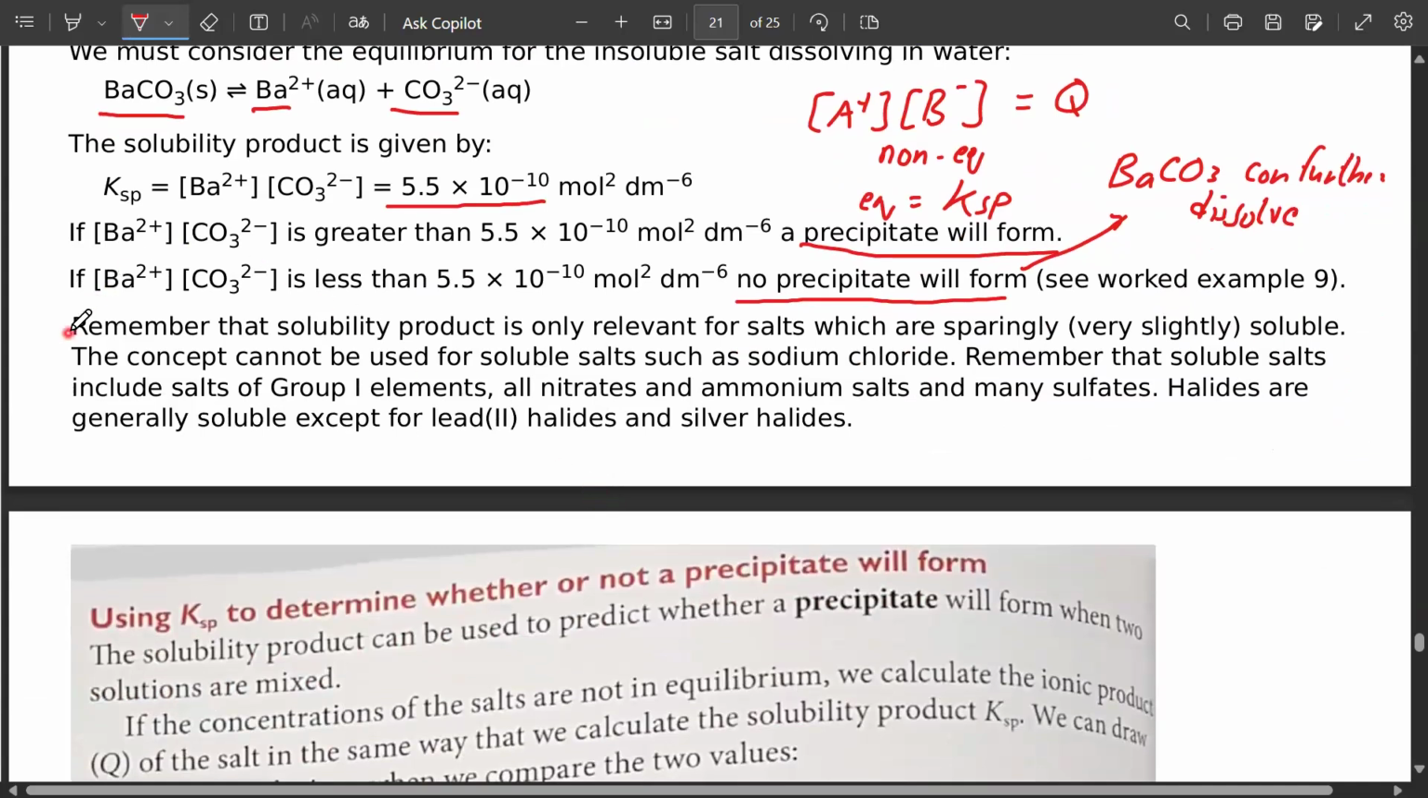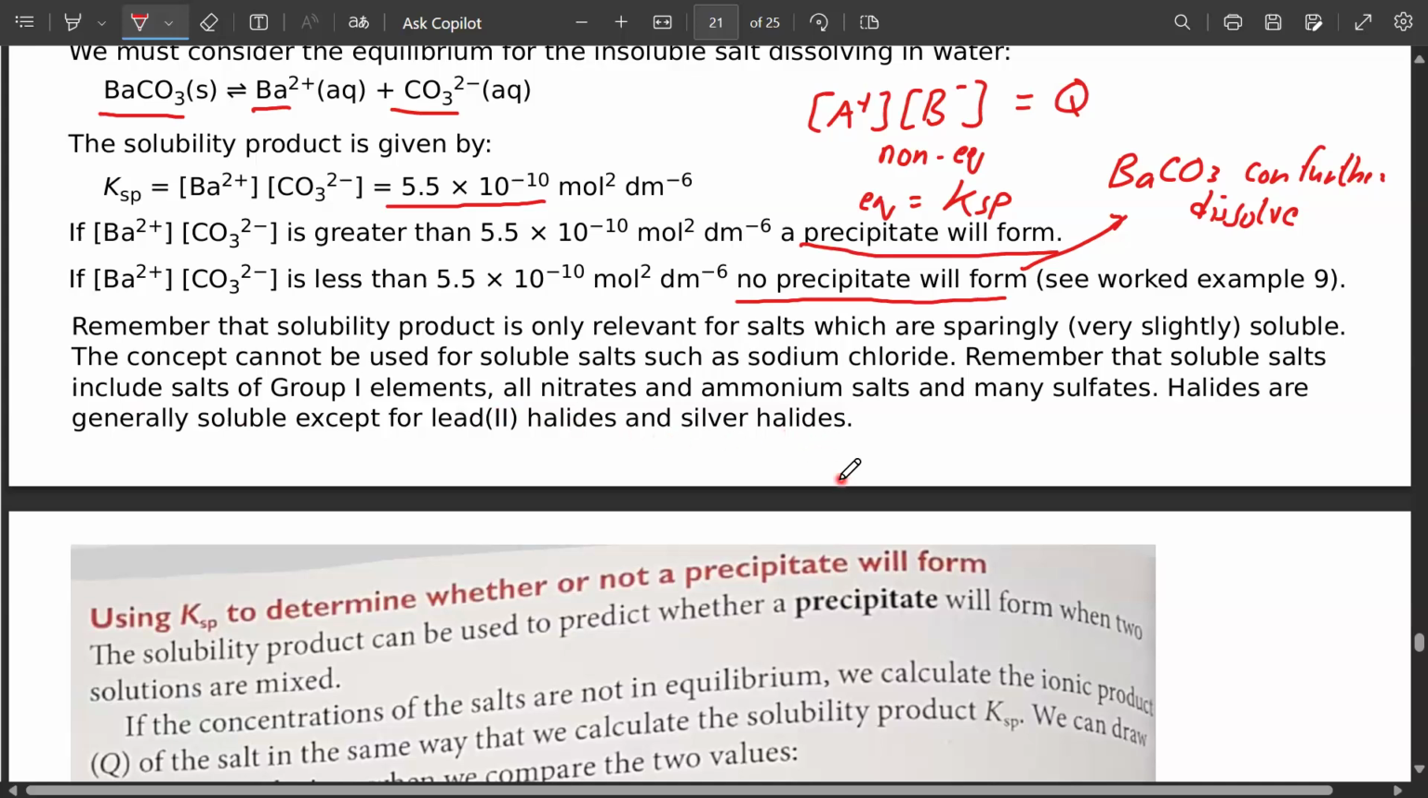Yeah. So remember that solubility product is only relevant for salts which are sparingly, very slightly soluble. The concept cannot be used for soluble salts such as sodium chloride. Remember that soluble salts include salts of group 1 elements, all nitrates, ammonium salts, and many sulfates. Halides are generally soluble except for lead(II) halides and silver halides.